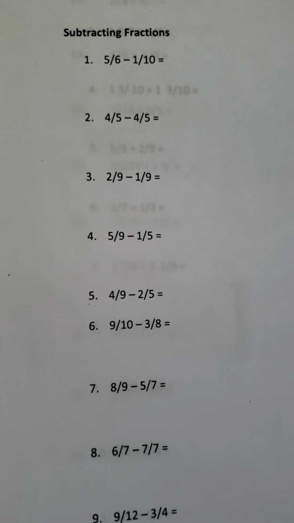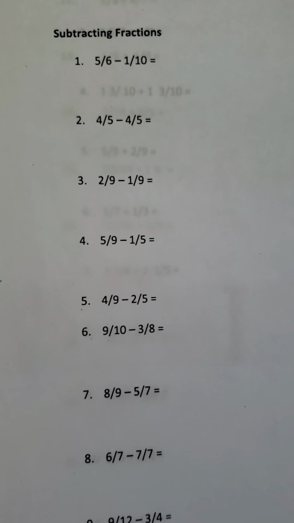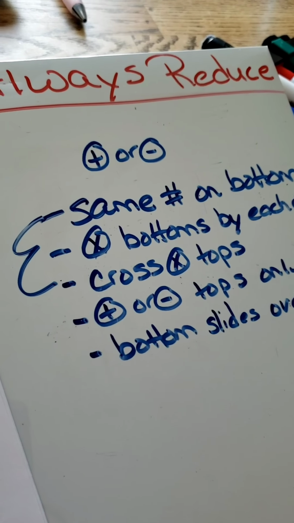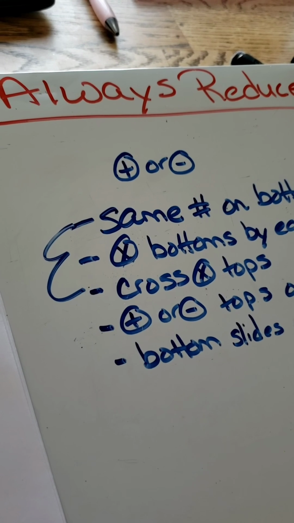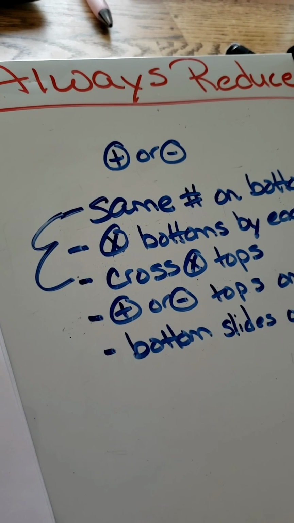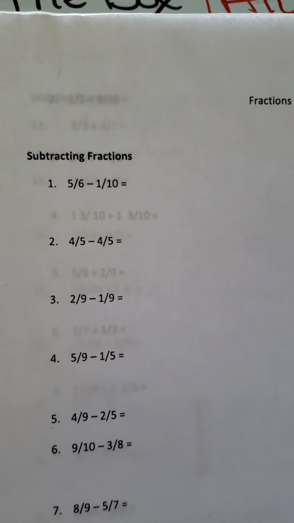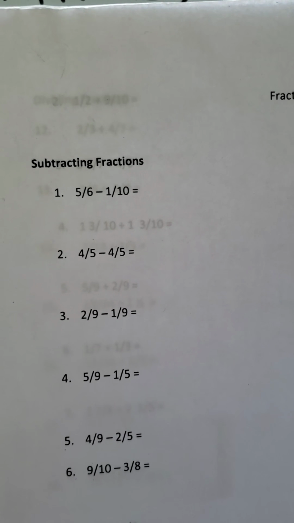Now, if you see for like number 2, how it has 4/5 minus 4/5, there's already a common denominator. So when there's a common denominator, we can actually skip these first 3 steps. Because we don't need to look for a common denominator. We don't need to multiply them by each other, and we then don't need to cross multiply the tops. But that's only if we already have a common denominator. So if we already have the same number on the bottom, we don't need to find a common denominator.